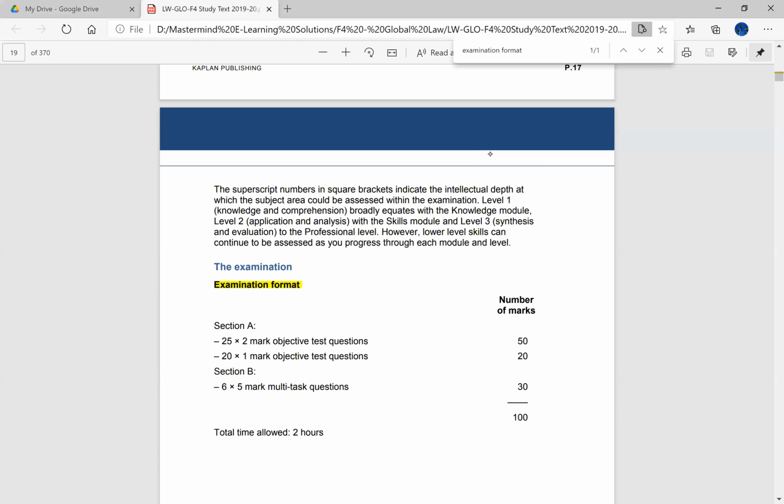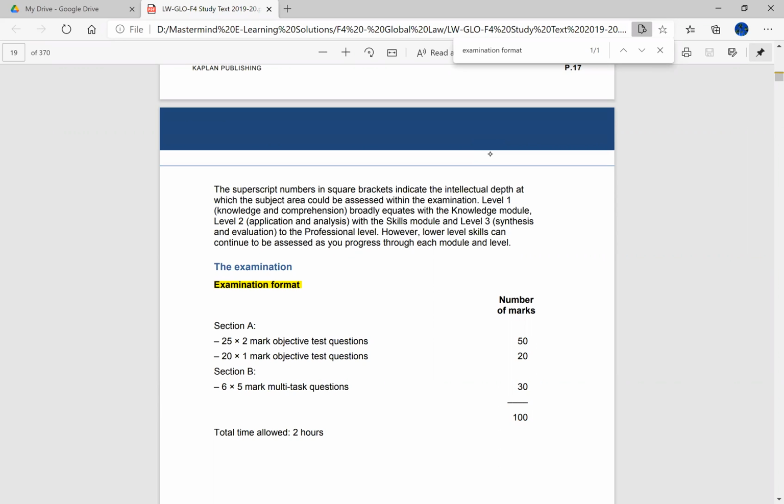In section A, you will have 25 questions of 2 marks each, which makes it 50 marks in total. And in section A only, there are going to be 20 other questions of 1 mark each. These are going to be MCQs or OTQs, you can say. They are comparatively smaller in length than the multi-task questions. Then in section B, you will have 6 questions of 5 marks each, so it is going to be a total of 30 marks, and the whole paper will make 100 marks.